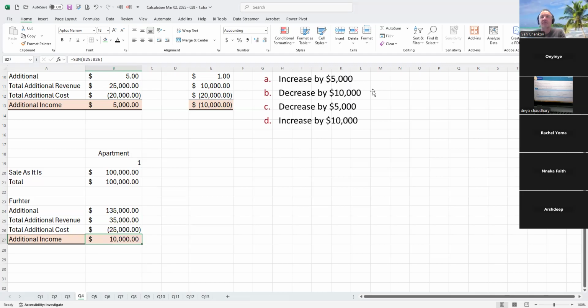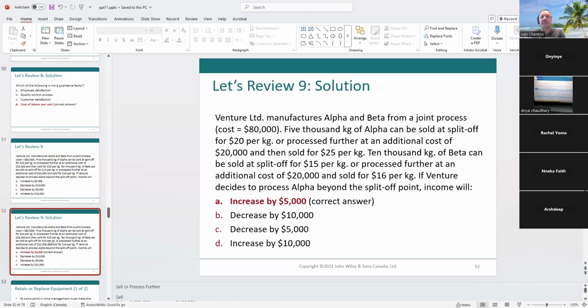So let's go back to the slides. And what's going to happen with this one? We're going to increase the profit by $5,000 if we continue with alpha only, right? If we go with the beta, then we're going to lose. So with beta, sell it as it is.